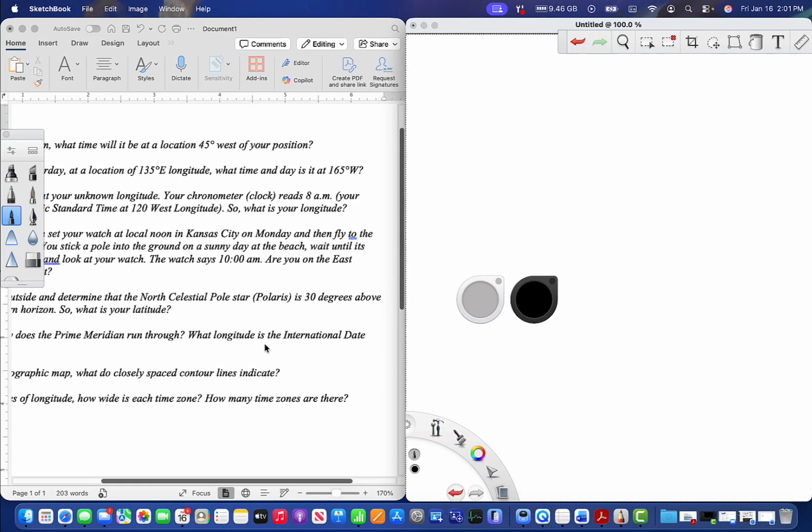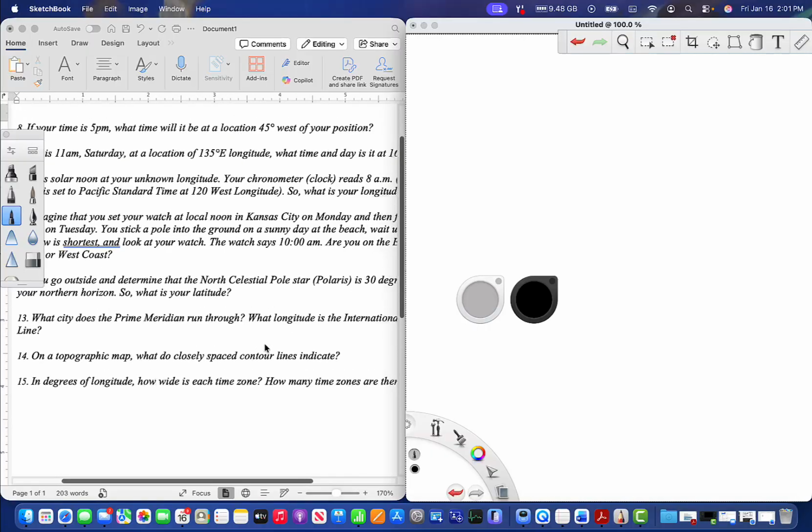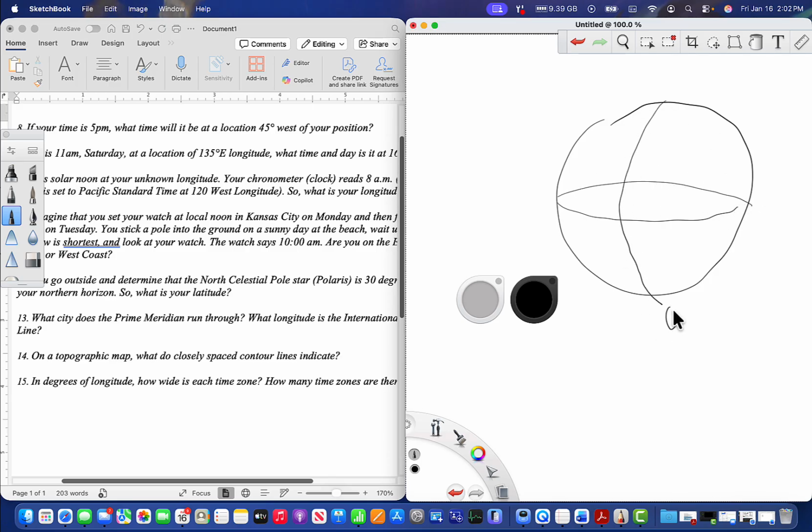What city does the prime meridian run through? What longitude is the international dateline? Again, here we draw a picture of the world, the globe. We'll give it some three-dimensional texture. Here's the prime meridian. It's at 0 degrees of longitude. It runs from the North Pole to the South Pole. Although it goes through a number of various cities, the most famous one, of course, is Greenwich, London, England. So Greenwich, London, England, is where the prime meridian runs through. That is 0 degrees of longitude.